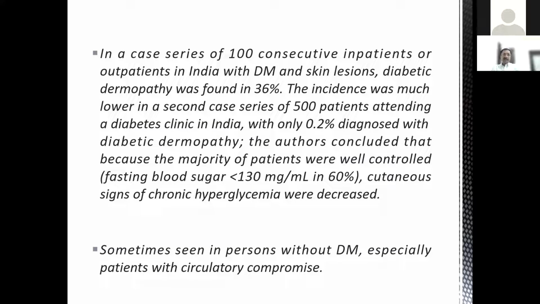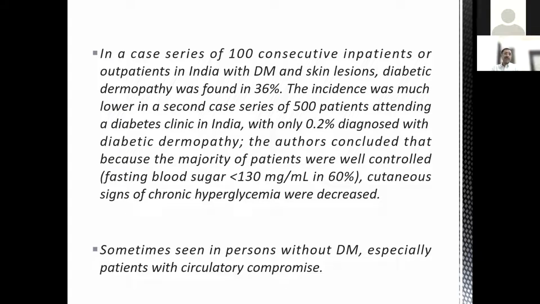So, in one case series of 100 consecutive inpatients or outpatients in India with diabetes and skin lesions, diabetic dermopathy was found in 36%. But the incidence was much lower in a second case series of 500 patients attending a diabetes clinic in India, where only 0.2% were diagnosed with diabetic dermopathy. In this paper, the authors concluded that because the majority of patients were well controlled, that is fasting sugar less than 130 in 60% of the patients, cutaneous signs of chronic hyperglycemia were decreased.